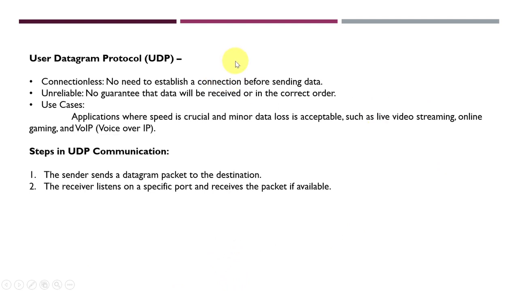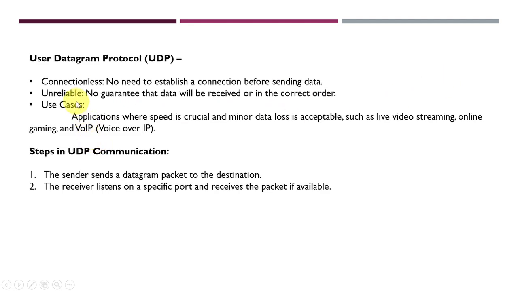User Datagram Protocol. As we know, it is connectionless. What does connectionless mean? There is no need to establish a connection before sending the data. Unreliable means there is no guarantee that data will be received, or that it will be in the correct order.